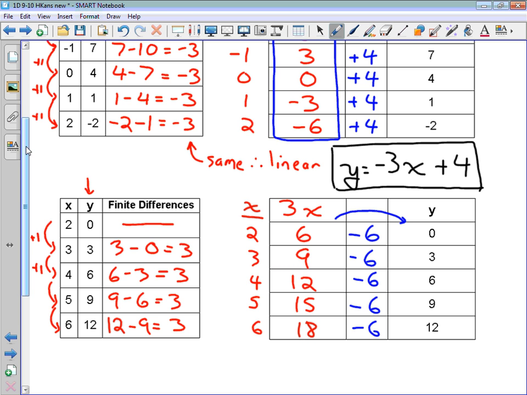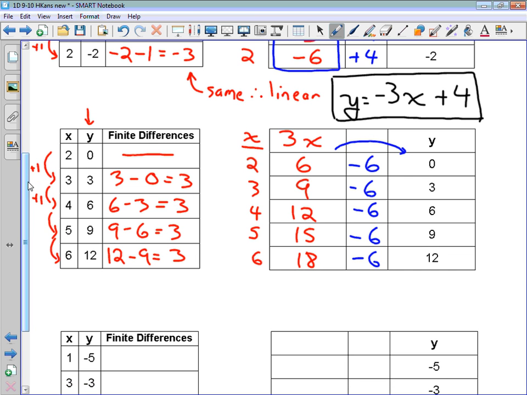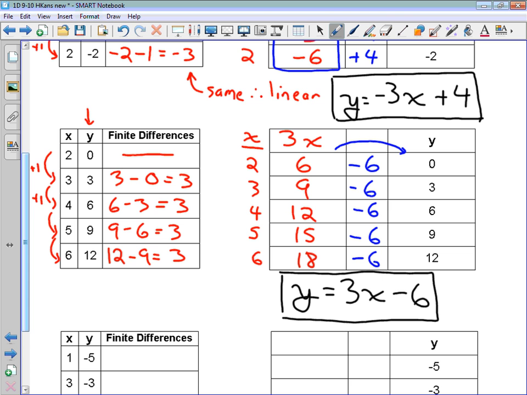So what do we have to do in order to go from x to y? Well, we can say that to get an individual y value, we have to take our x, multiply it by 3, and then subtract 6. So that is our relationship right there: y equals 3x minus 6.